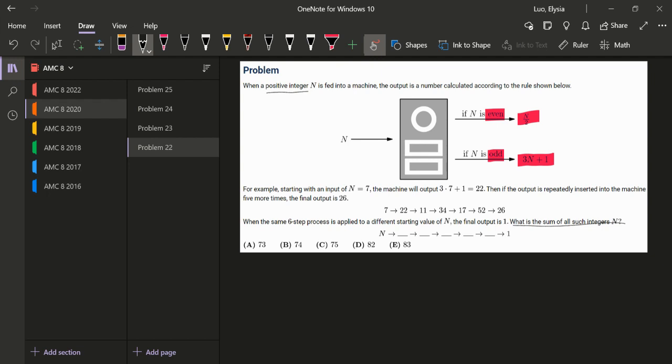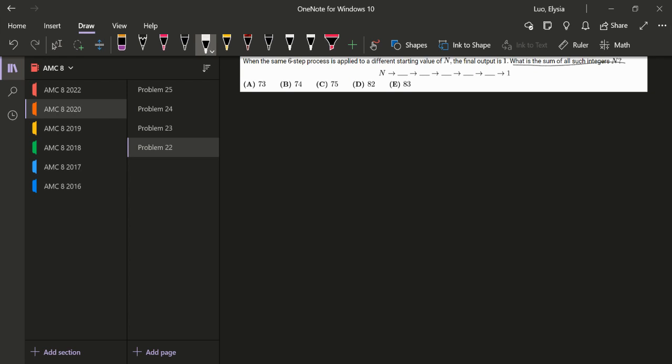So what are we going to do? We can work backwards. How we might be able to do this question is starting from the final output, which is 1. So 1 is the final output. What are the options for the n before? It has to be 2, because 2 divided by 2 is 1. There is no positive integer n that can be fed into the machine through the odd rule and become a 1.